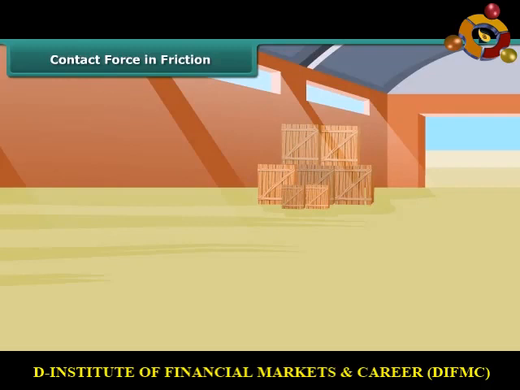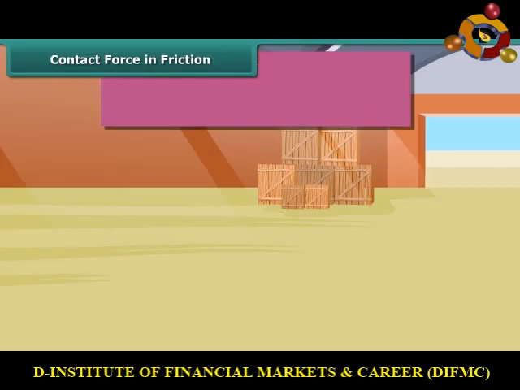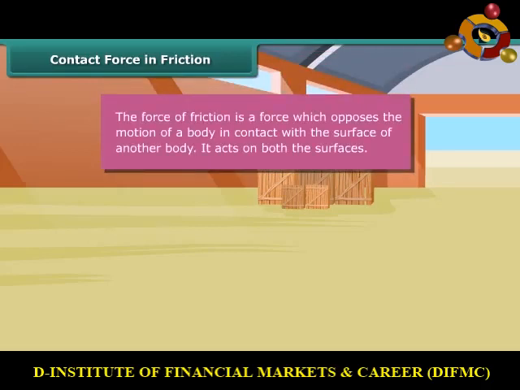Now we can easily define force of friction. The force of friction is a force which opposes the motion of a body in contact with the surface of another body. It acts on both the surfaces.